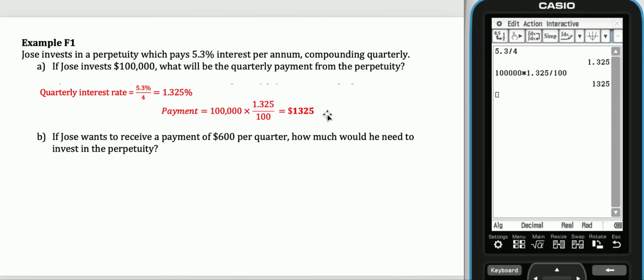Really what's going to happen every quarter is that's how much interest his balance would have generated, and he's just going to take that money out and do what he wants with it.